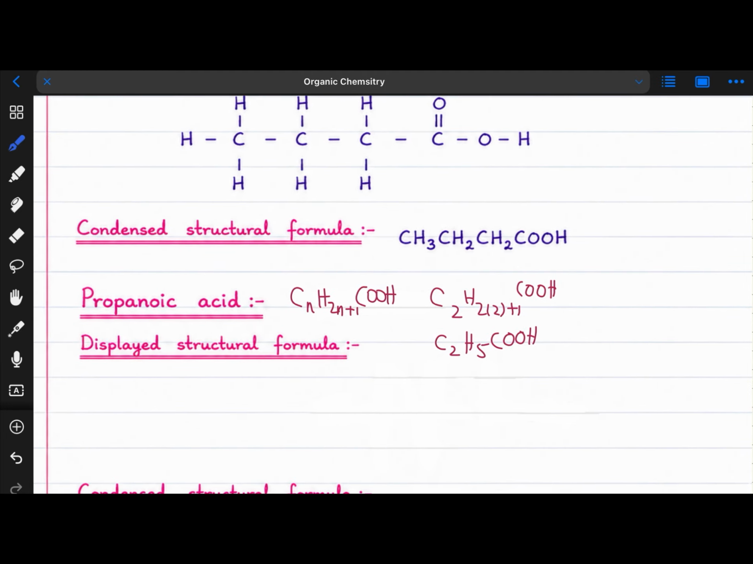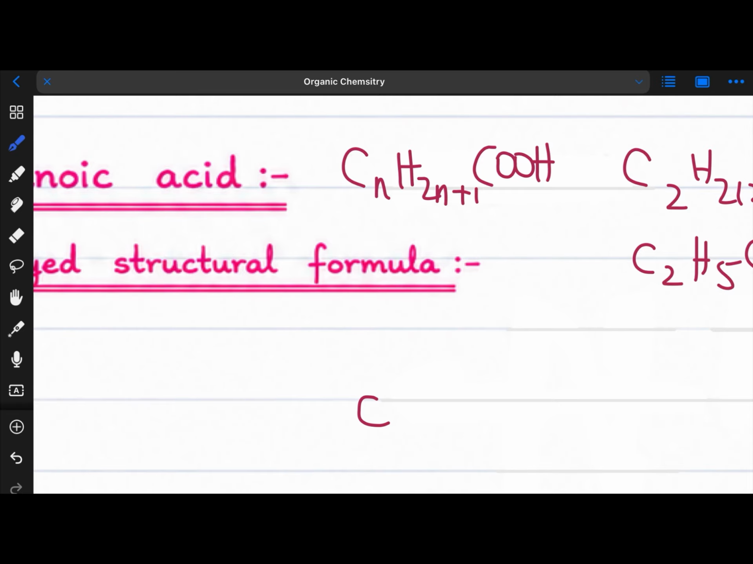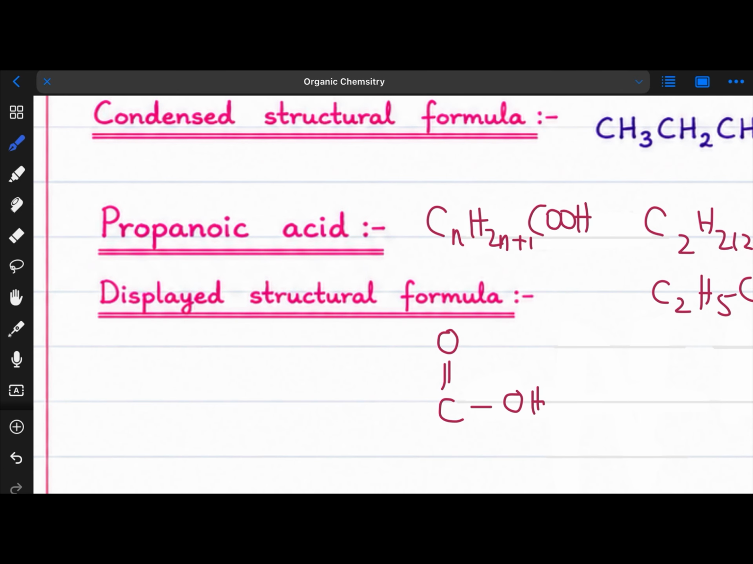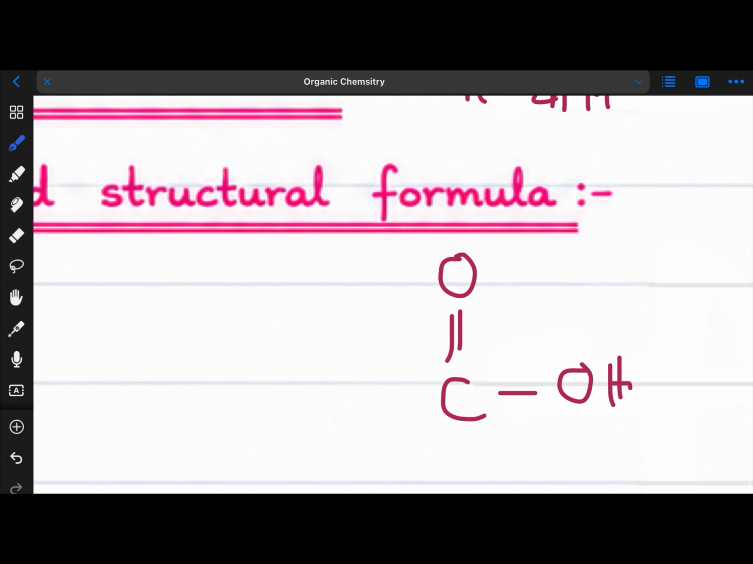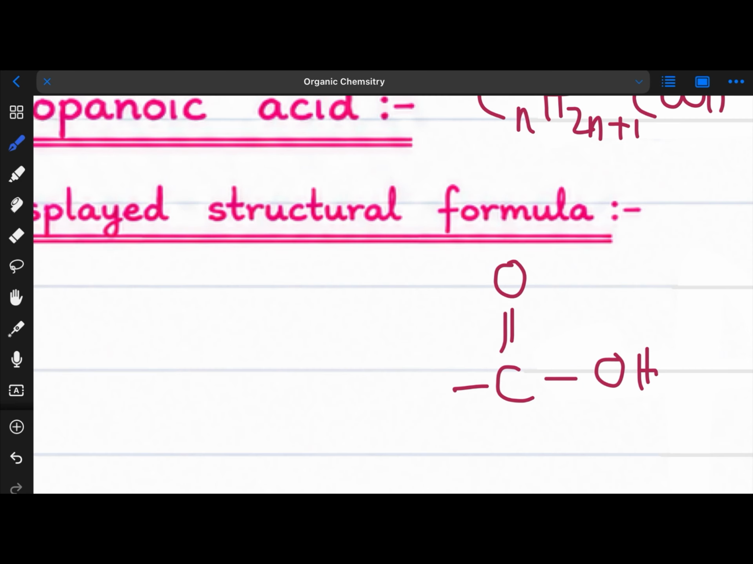Alright, so now let's write down the displayed structural formula of propanoic acid. Firstly, draw your carboxyl group like this, C double bonded with O, and then single bonded with OH. And now you have to complete the 4 bonds of this carbon atom. So 3 bonds of it are already made, so let's complete the remaining 1 like this. And now you know that in propanoic acid there are 3 carbon atoms, so let's write down the other 2 like this, and we're going to join both of these C's together with a single bond.